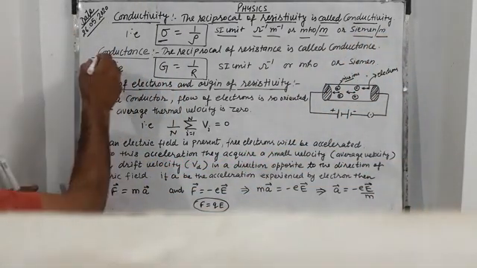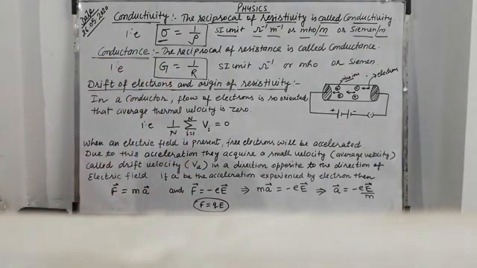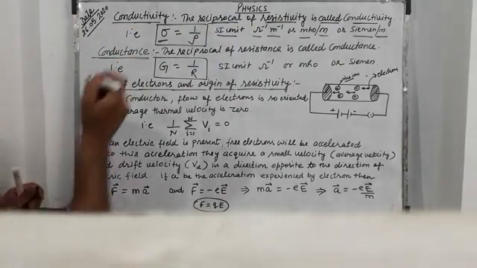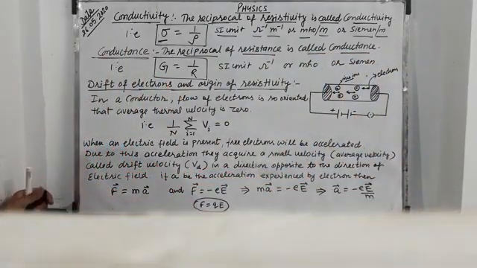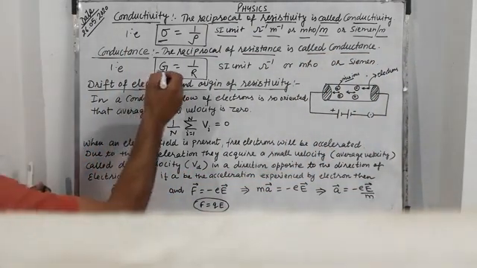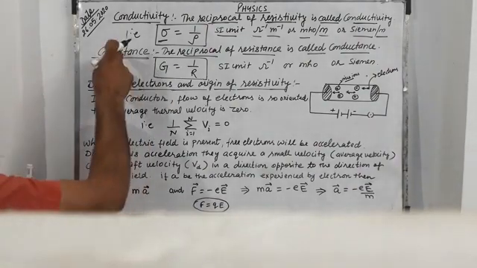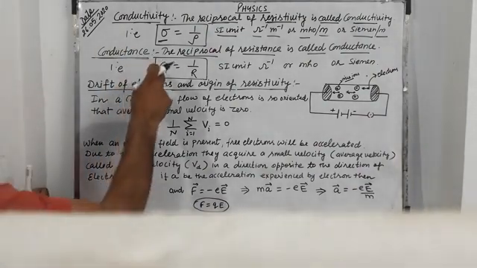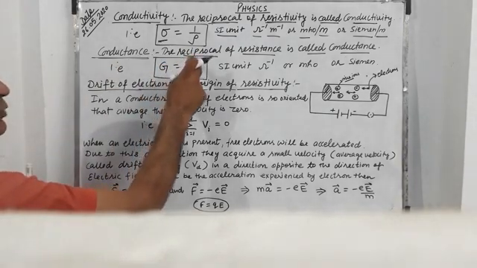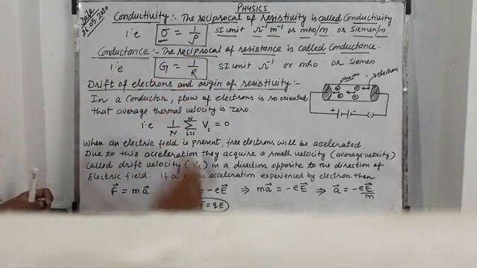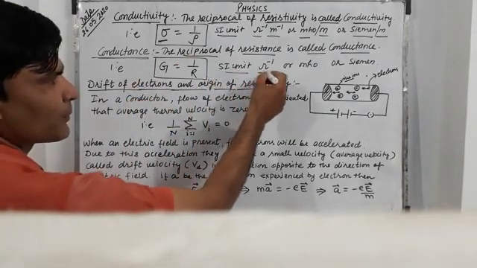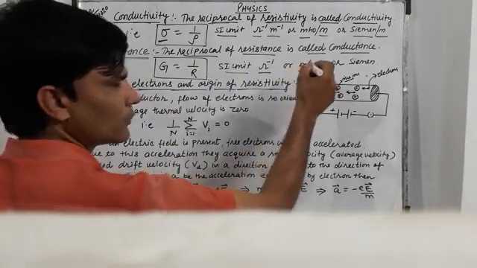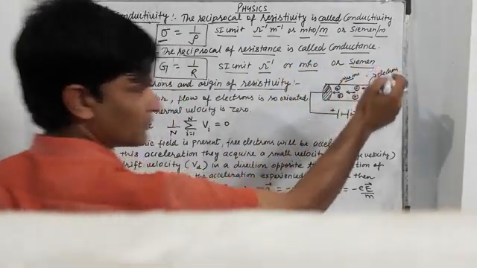Okay. Now the conductance. What is conductance? In the same way as we have conductivity, the reciprocal of resistance is called conductance. That is denoted by capital G. So, capital G is equal to 1 upon R, the reciprocal of resistance. The SI unit is per ohm or mho or Siemens.